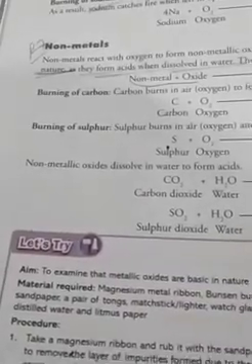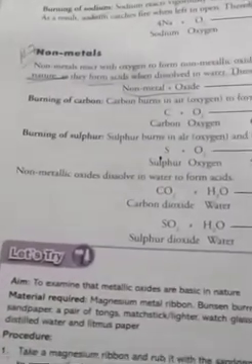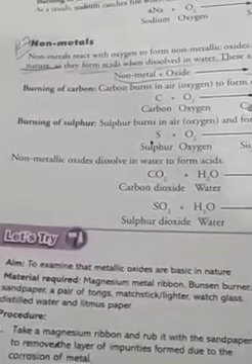Hello class 4th student, we are reading the chapter metal and non-metal, in which we see the chemical properties of metals and non-metals. So let's continue part 7.